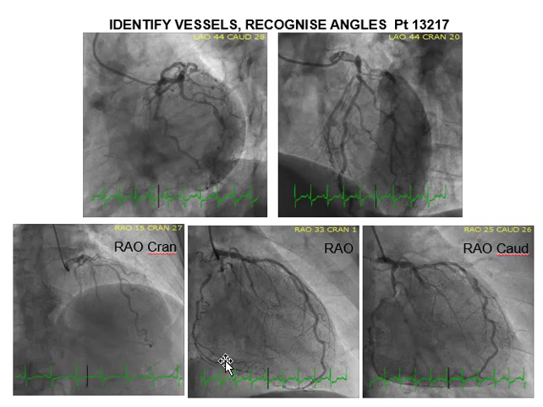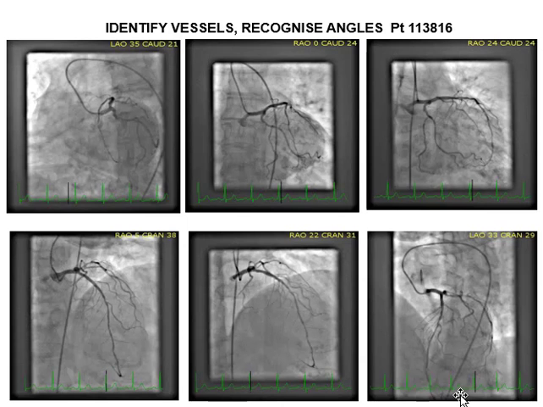And the RAO, again, that profile of the heart, and the RAO caudal, again showing the circumflex. I've shown you these in different forms already, but again, LAO caudal, the spider view. You get straight caudal view, we haven't seen too much of that one. The RAO caudal, good for the circumflex. You can see how it's nicely separated from the LAD. Cranial views for the LAD. Cranial views are good for the LAD and the diagonals. Caudal views are good for the circumflex.